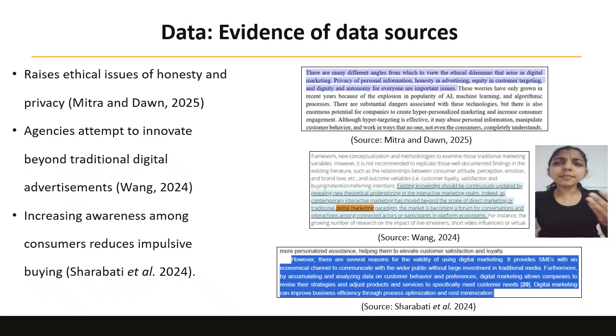Interestingly, this aggressive use of data does not always benefit business in the long term. A growing body of research, including Sharabadi et al. 2024, shows that as consumer awareness of marketing tactics increases, impulsive buying behaviors are beginning to decline. Consumers are becoming more skeptical and conscious about how they are being targeted. So, what does this mean for marketers? It suggests a need to re-evaluate how data is used, not just for effectiveness but also for ethical alignment with public expectations.